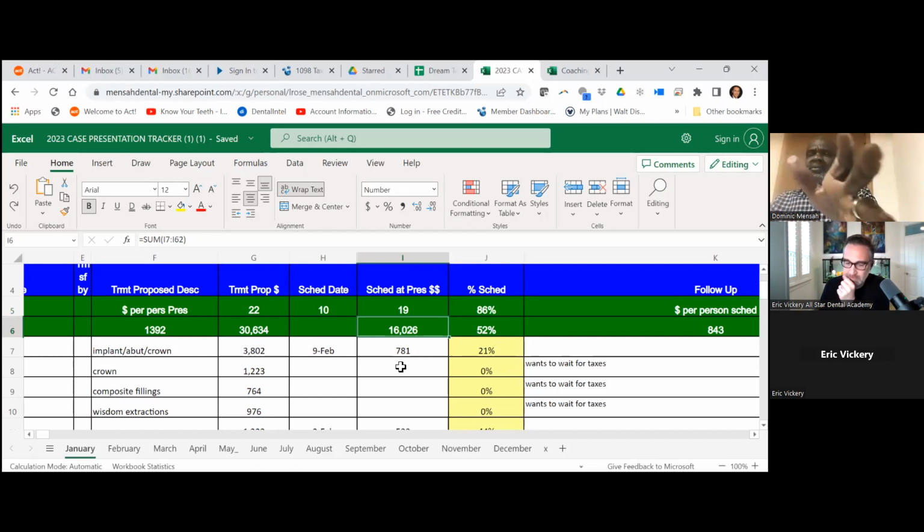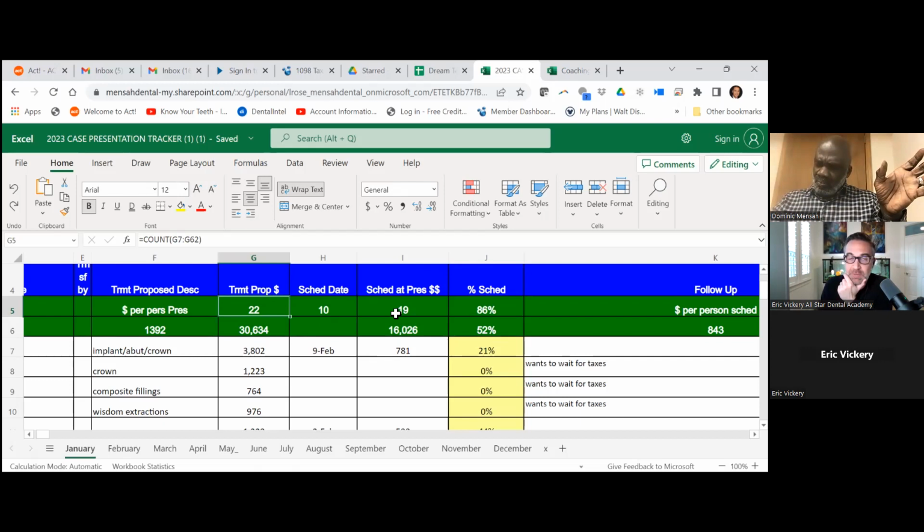Wait, go back. You want 80% scheduled? Let me say it this way. We want 80% of the people we present to schedule an appointment. And when people say, Dr. Mensa, what's your case acceptance rate? Oh, 85% case acceptance rate. Well, 85% of what? So I'm breaking it down into two categories: the number of people who schedule and the dollar amount they schedule.